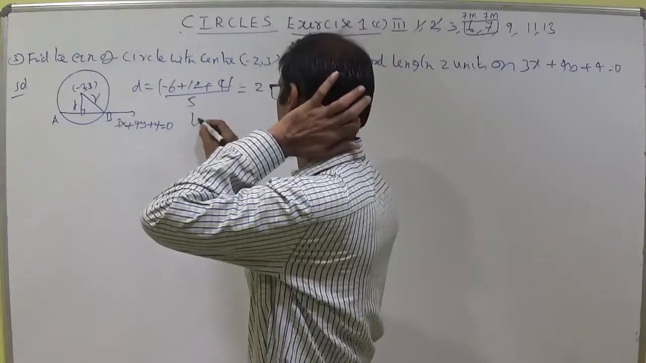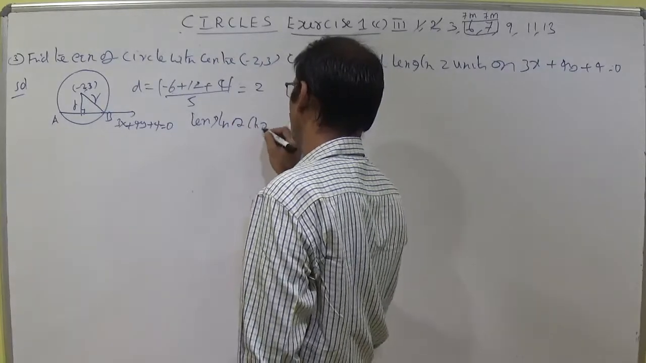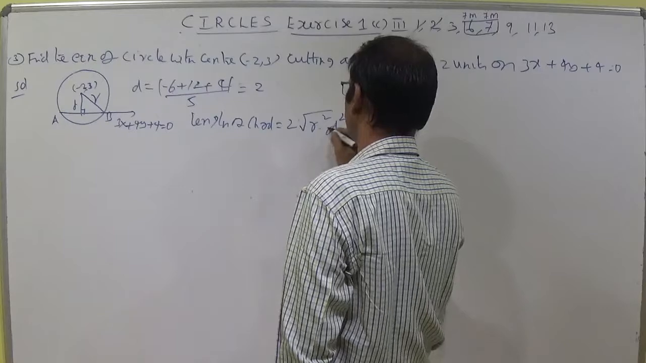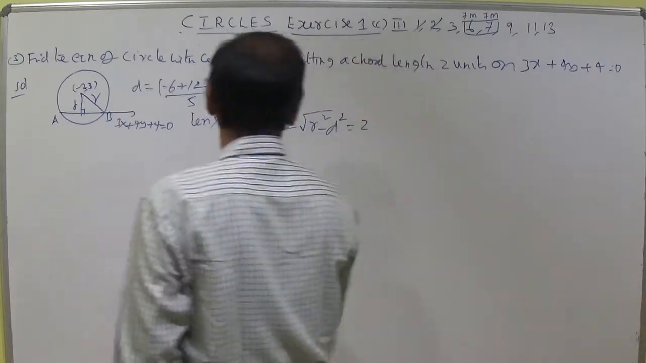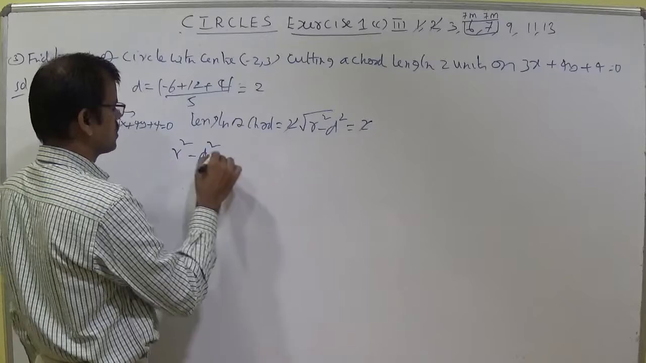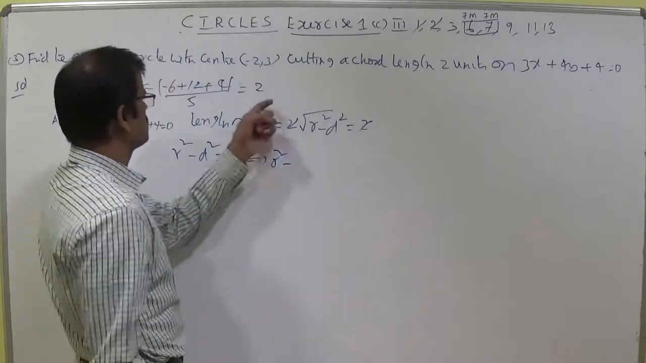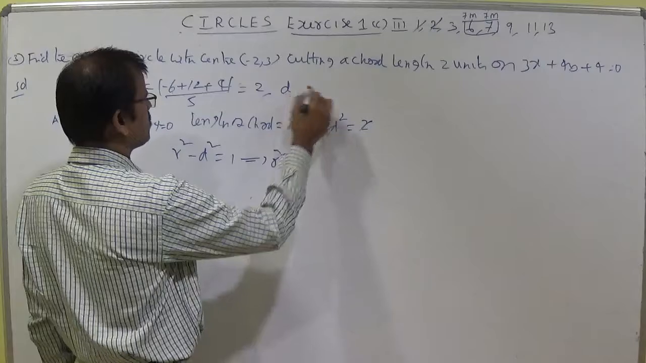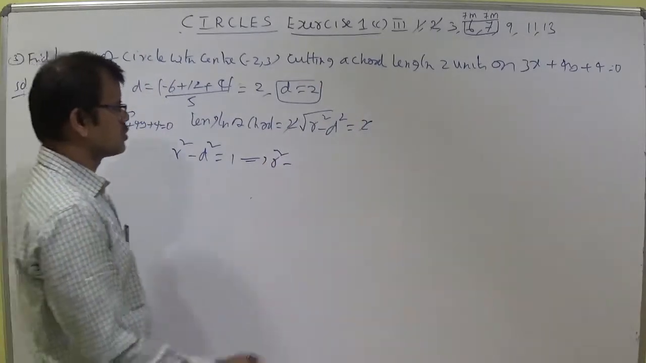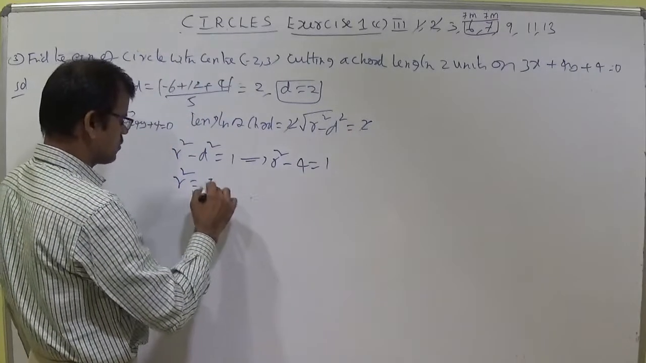Now, length of chord I am writing here. Length of chord formula 2 root r square minus d square, that is equal to 2. These 2 and these 2 will get cancelled. By squaring both sides we get r square minus d square is equal to 1. Here d, meaning the perpendicular distance from center to the chord, is 2. So r square minus 4 is equal to 1, you write r square is equal to 5.